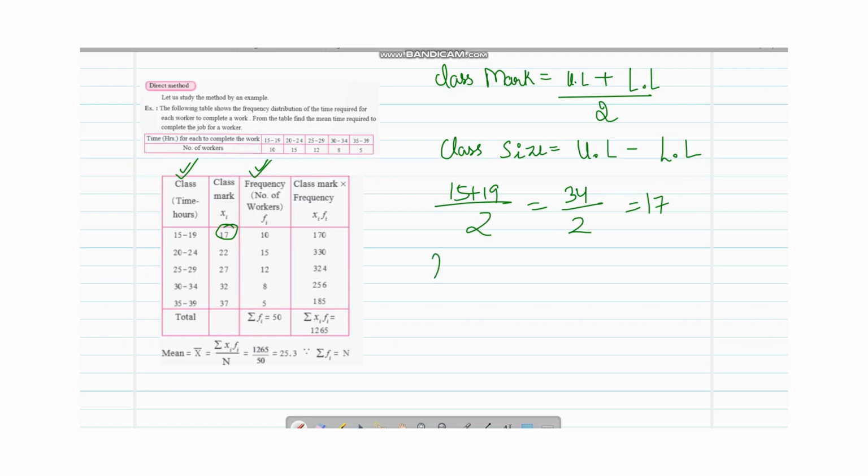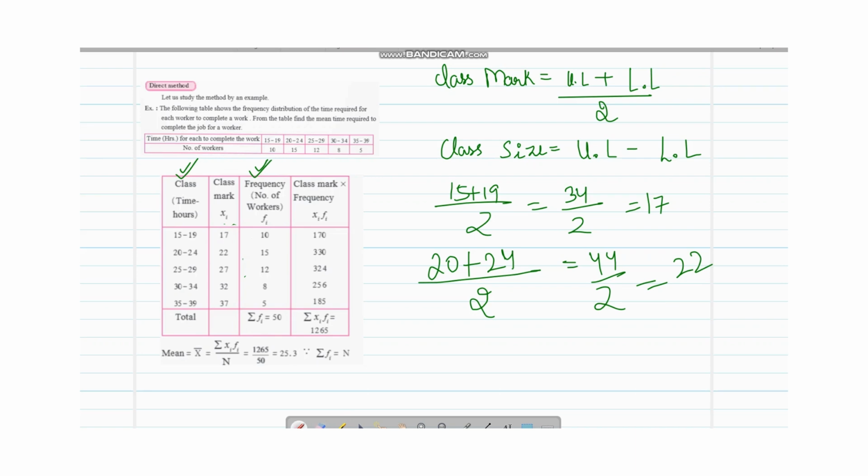Similarly, 20 plus 24, divided by 2. Answer will be 44 by 2, that is 22. Now see, how much is the difference? 5. In the next part there will be a difference of 5. So you can add 5 further without calculating the class mark. Okay, then this is your class mark, same 5, 5, 5. Now frequency is already given. You have to multiply frequency by class mark.